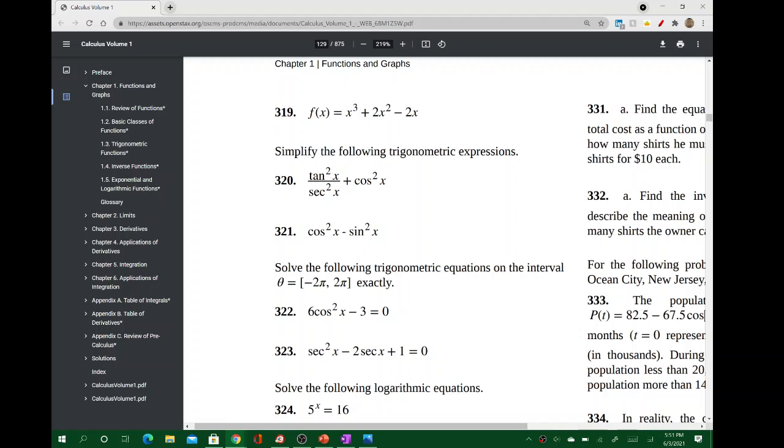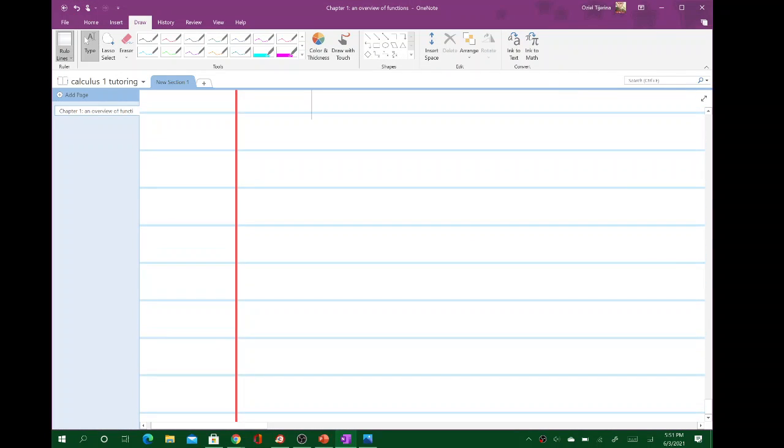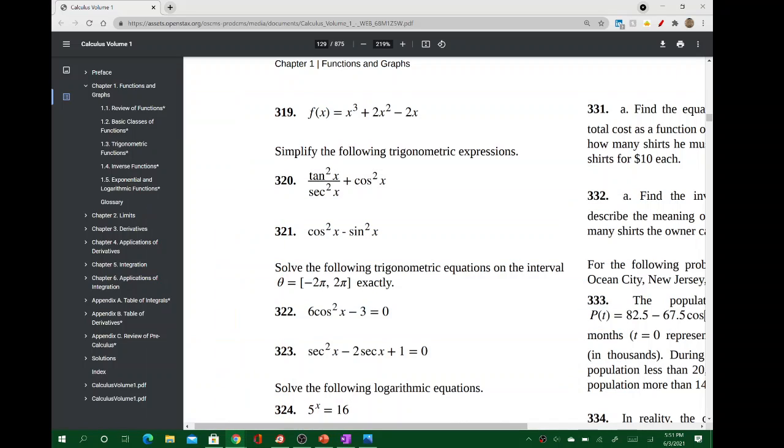So basically, the next one, 320, is to simplify the following trigonometric expressions. Now, trigonometric functions are a huge thing of calculus. Especially once you get to Cal 2, you're going to have to know how to do trig substitution, and you're going to have to know how to manipulate it using trigonometric identities. So yes, we have to know how these work and how to simplify these so that we understand how they are, right?